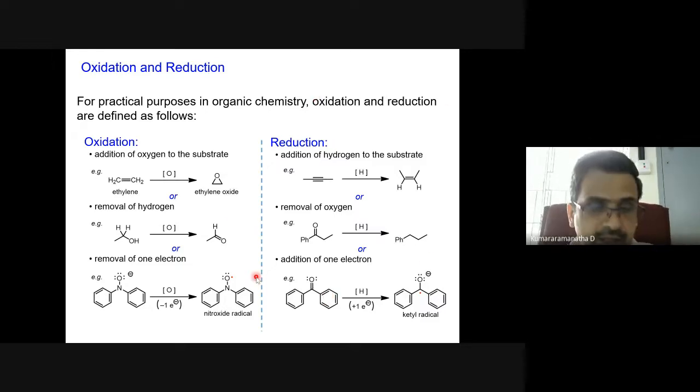So now I think your idea or approach of oxidation reduction in organic chemistry has broadened. I think it has gone to the next level because it's not only about hydrogen versus oxygen. This many options are there by which you can oxidize or reduce.